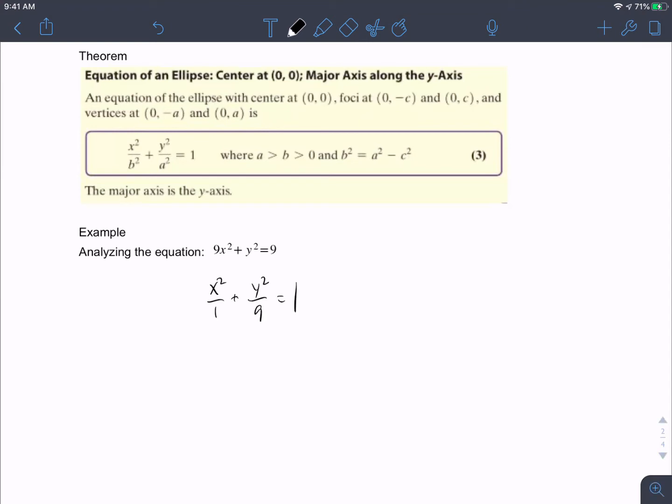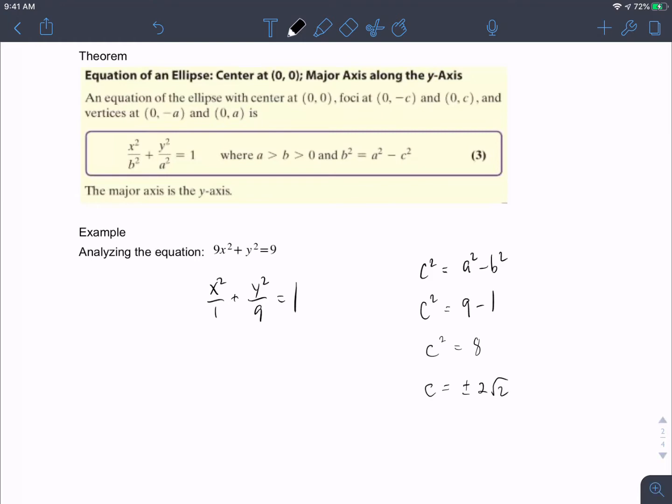And now I have my equation of an ellipse. To be able to find my c, I'm going to go c squared is equal to my a squared minus b squared. So c squared is going to be equal to 9 minus 1, or c squared is equal to 8, or c is equal to plus or minus 2 radical 2.